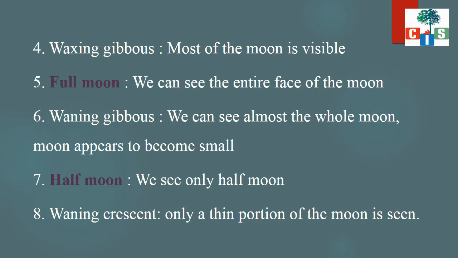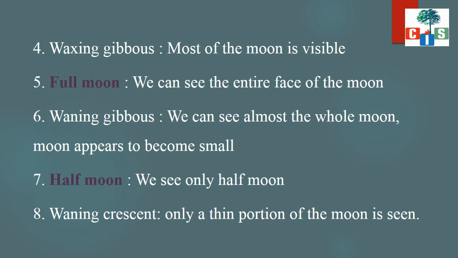After the waxing gibbous, the fifth one is the full moon. In the full moon, this is the phase of the moon where we can see the entire face of the moon. Yes, the entire face of the moon receives light, so we can see the entire face of the moon. So it is called the full moon. After the full moon, it is waning gibbous. In this phase, we can see almost the whole moon.